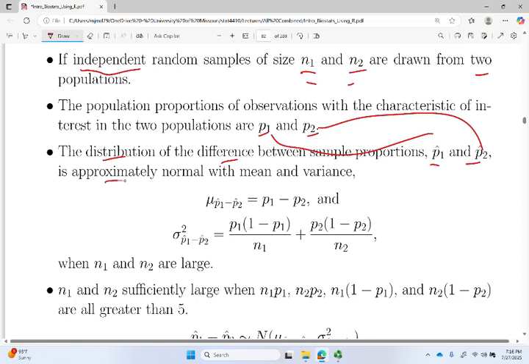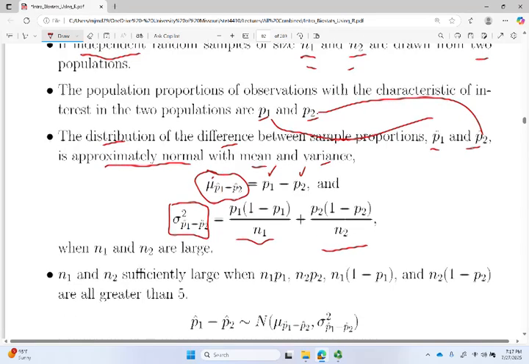And it's going to be shown that it's approximately normal, and it has a mean and a variance. So the way that we describe this, it's the mean, that's what mu is, of the difference in sample proportions. So the mean of the difference of sample proportions is just the difference of the true population proportions. So it's an unbiased estimator of that difference. The variance associated with the difference in sample proportions can be shown to be this. It's really the addition of the two sampling variances.